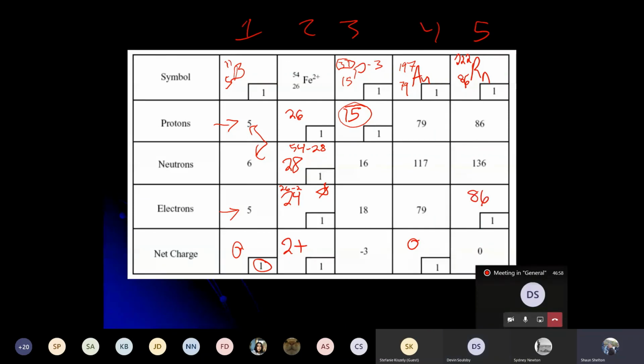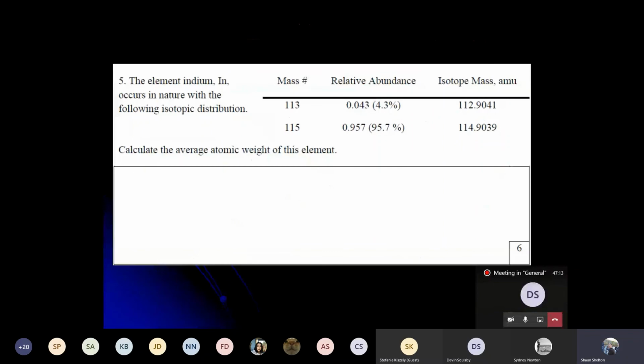That's it. Does anybody have any questions? Does that make sense? Yes. Okay, good. So, all right, great. We're going to move on then. So this is the next problem here, and this deals with the isotopes, of course. This element is indium, and it has 2 isotopes. So what I want you to do is calculate the average mass number for this element.